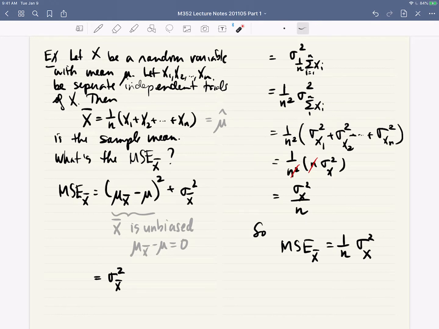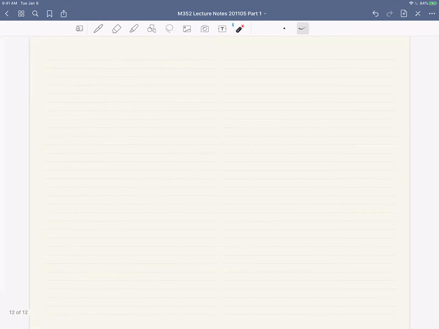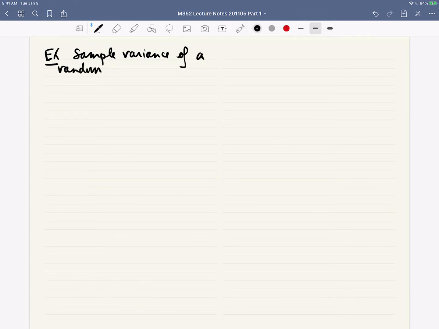So let's do another example. This is an example that's in the book. I'm just going to work it out for you in more detail. I think it's like example 468 or something. Let's consider the sample variance of a random variable x. And let's say it's got mean mu and variance sigma squared. We won't say anything more about the random variable.